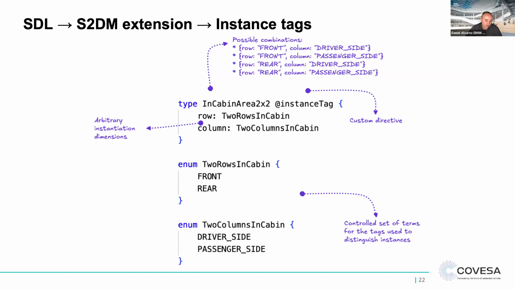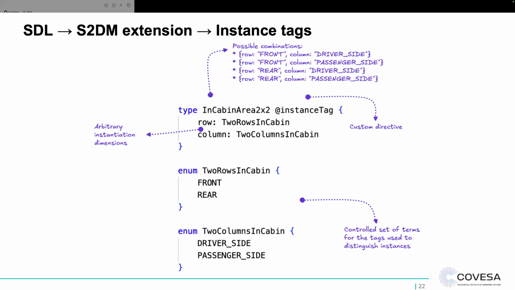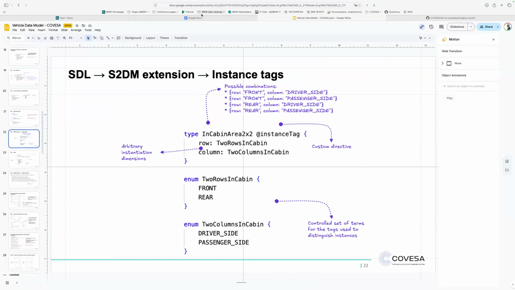In the end, the tools parse this and compute the combination, and you will have these instances unfolded, like front driver seat, front passenger seat, rear driver seat, and rear passenger side. Export a different one, right? If you want to go to a 3 row, then you would just have a new extension type, and for your instances, you would extend it with that.